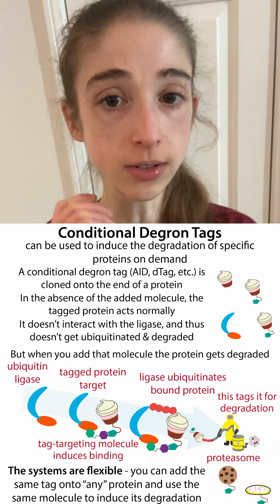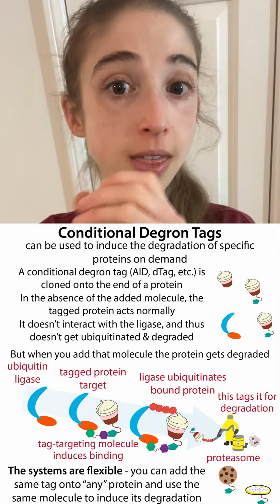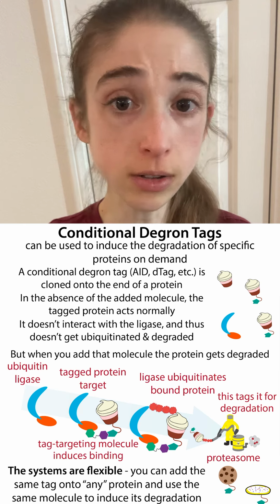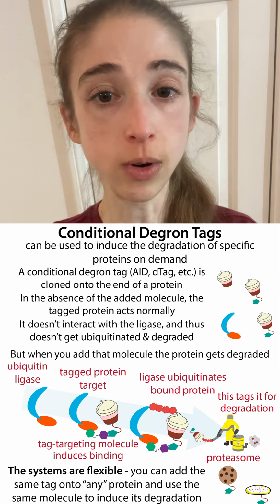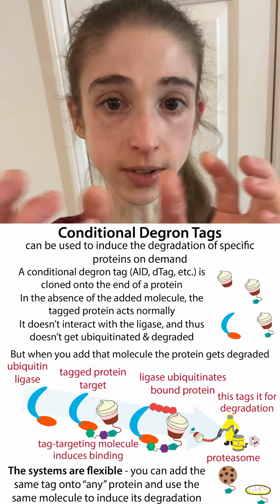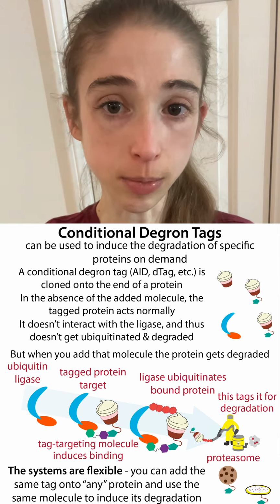Then you have the conditional degron tags, where here you introduce a tag onto the end of your molecule that will bind to a specific molecular glue, such as the auxin-inducible tag, where you can add auxin. And then basically what happens is it'll serve as the bridge to the ubiquitin ligase, add that tag, and then you get your protein degraded.